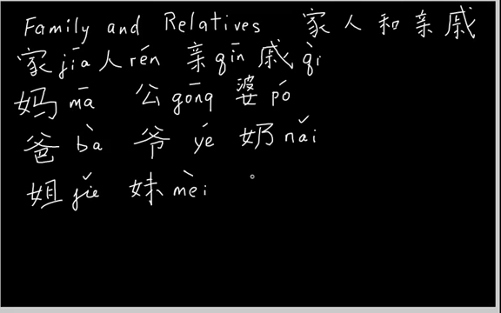Your older brother is called 哥哥. 哥 means older brother, and it's pronounced G-E, 哥, in the first tone. And your younger brother is called 弟弟, and it's pronounced in the fourth tone, 弟.